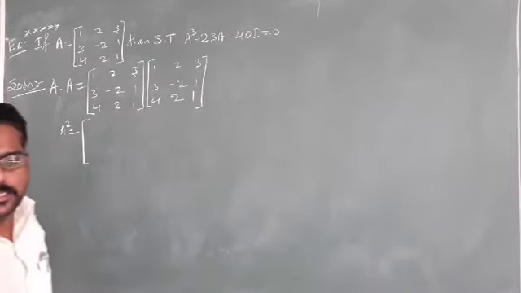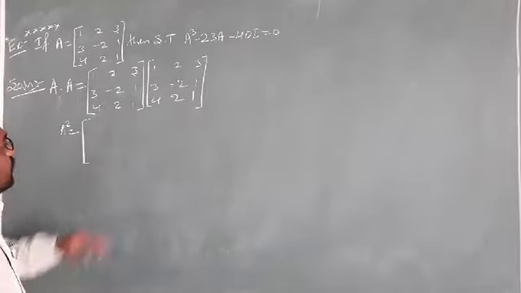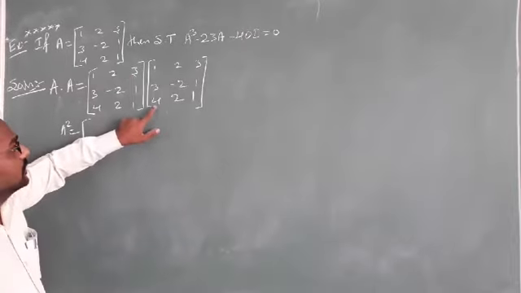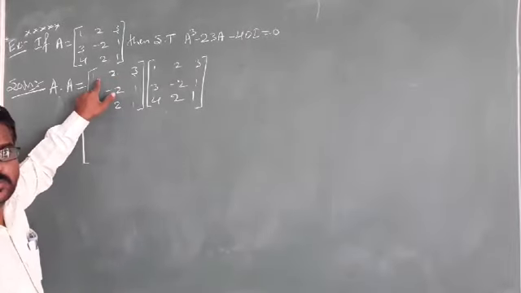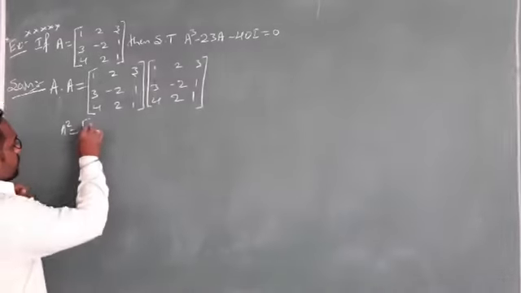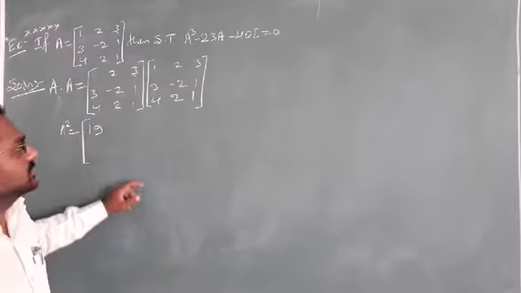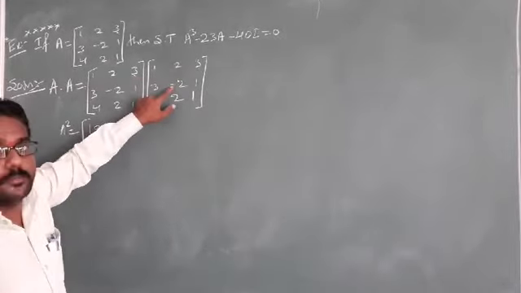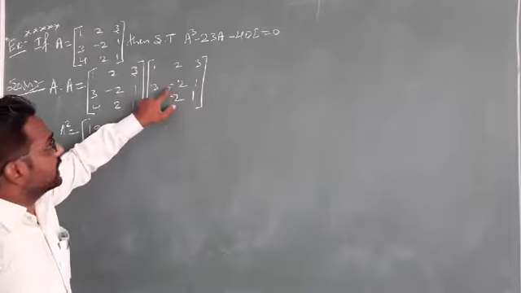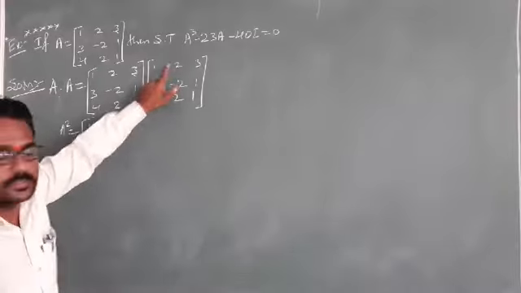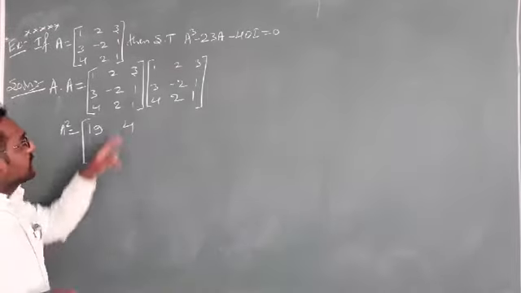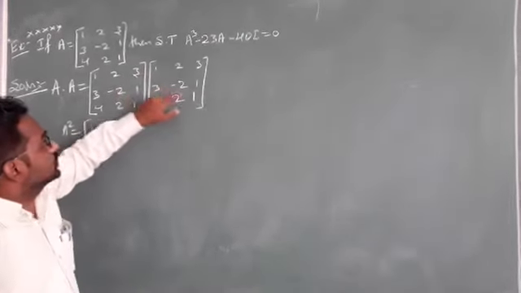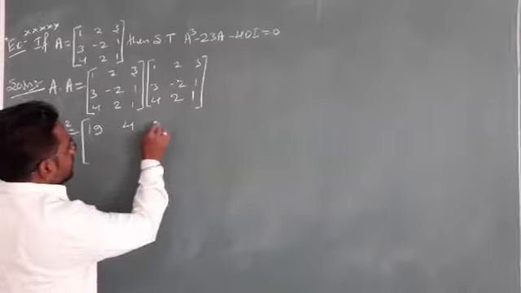So the matrix A square has the value: 1 into 1, 1; 2 into 3, 6; 3 into 4, 12; 12 plus 6 plus 1, that is 19. First result, I am writing directly here, students. Next, first row with second column element: 1 into 2, 2; 2 into minus 2, minus 4; 3 into 2, 6; 2 minus 4 plus 6, that is 4. Next, 1 into 3, 3; 2 into 1, 2; 3 plus 2, 5; 3 into 1, 3. So 5 plus 3, that is 8.